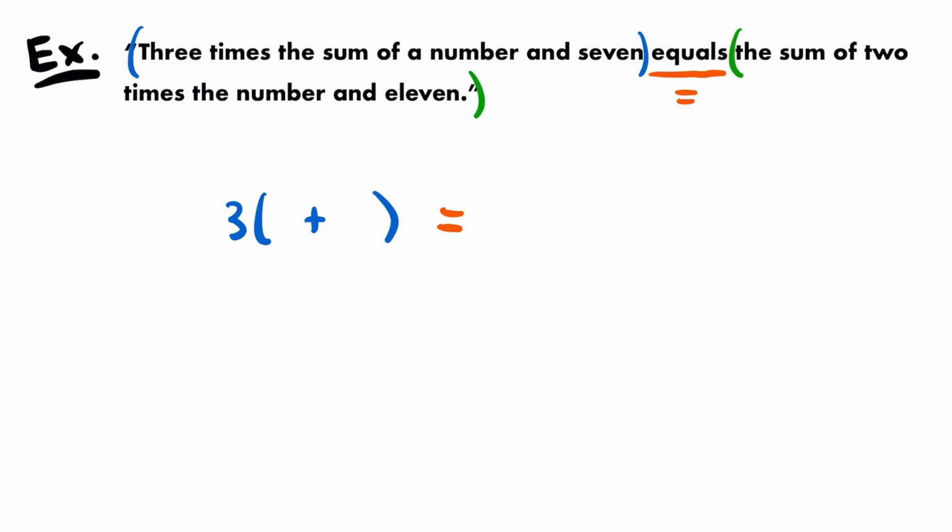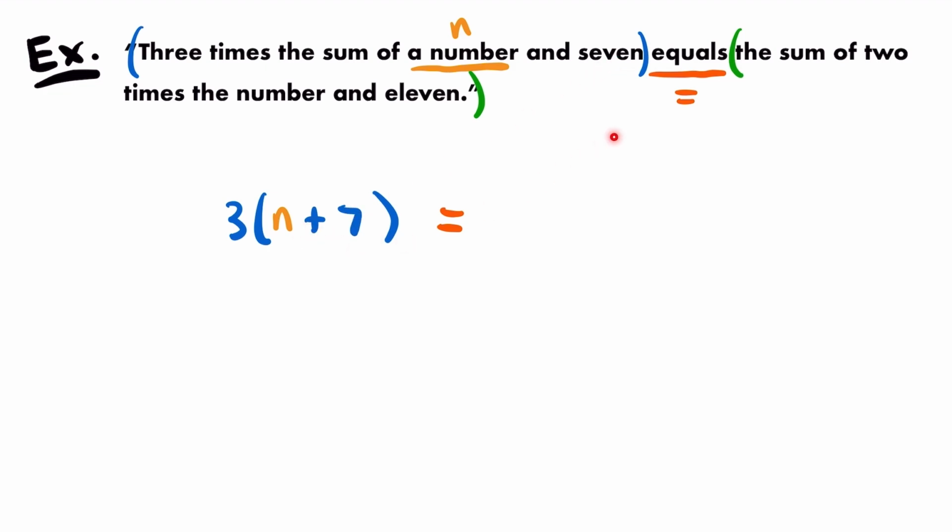Okay, so in this case, the unknown number that this sentence is referring to, I'm going to let that be equal to n. This number that we do not know, we'll call n. That's pretty standard in these types of equations. We'll use a variable of n to represent an unknown number. So we have 3 times n plus 7. So we have n plus 7.